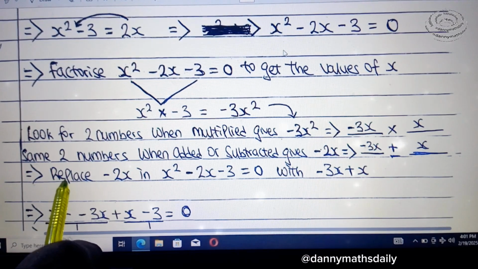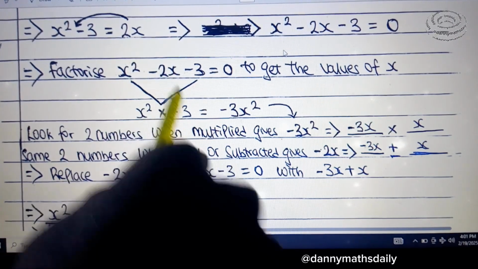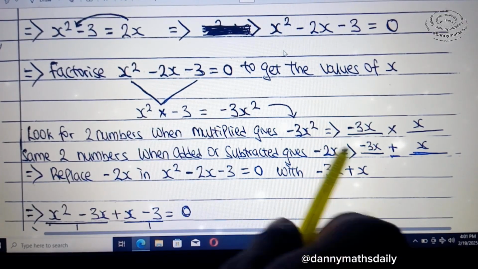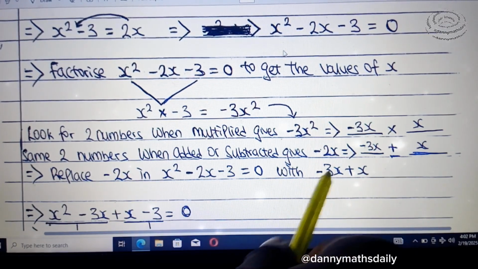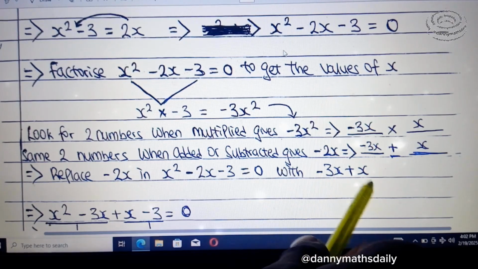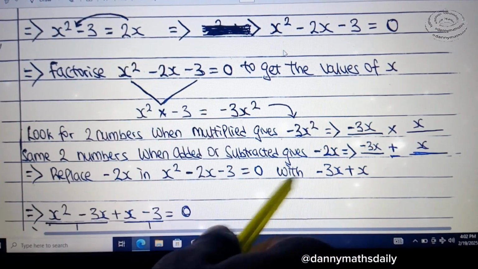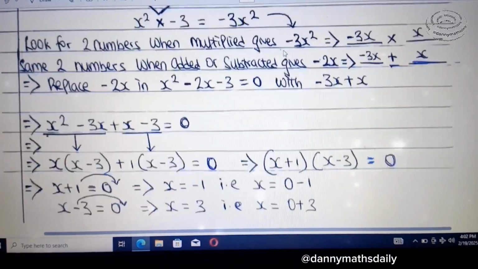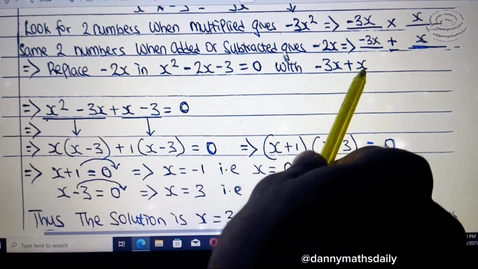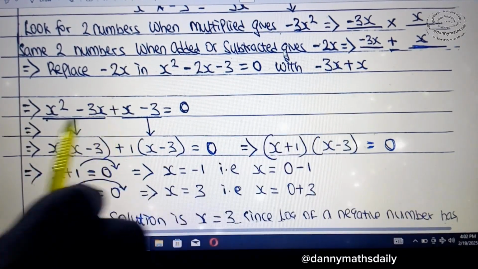Then replace minus 2x in x squared minus 2x, right? In this particular equation now, we replace it with minus 3x plus x. This gets us what we want. Do you understand? It's still the same thing as this. Minus 3x plus x is still minus 2x, but now we've gotten two numbers, so making this now become what? 4, so we can pair them and we'll factorize. Do you understand? Now replacing it with this. Since it was minus 2x that was here, replace it with this now, and we then pair them.